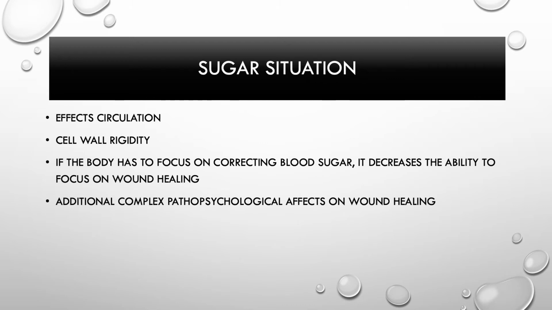Think of it as the amount of energy you have to expend. So if you have 10 energy points to expend for the day, and your wound is going to require 5 points, you should have 5 left over. But if your blood glucose is high and your body has to use energy to try to bring that down, maybe it has to use 7 energy points to bring your blood glucose down, and that only leaves 3 for the wound healing when it needed 5. So you've slowed down wound healing. Now, there are a lot of additional complex pathophysiological effects that blood glucose has on wound healing, but we're not going to discuss those today.